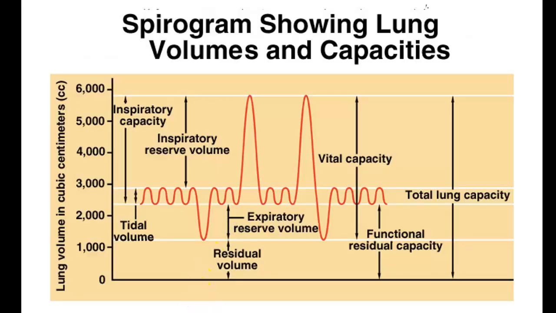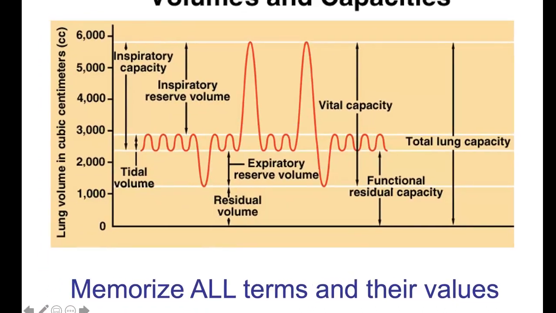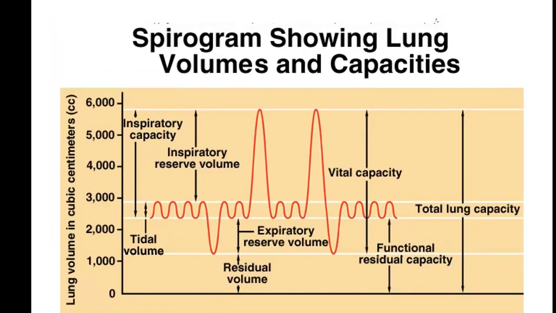Okay, so I want to show you this graph here, and note that I want you to memorize all these terms and their values. Okay, so I want you to know what's happening here. This is called a spirogram. It's showing lung volume here on the y-axis in cubic centimeters. And this gives you capacities, okay? So tidal volume is the space here, the small space here, what's happening as you normally inhale and exhale.